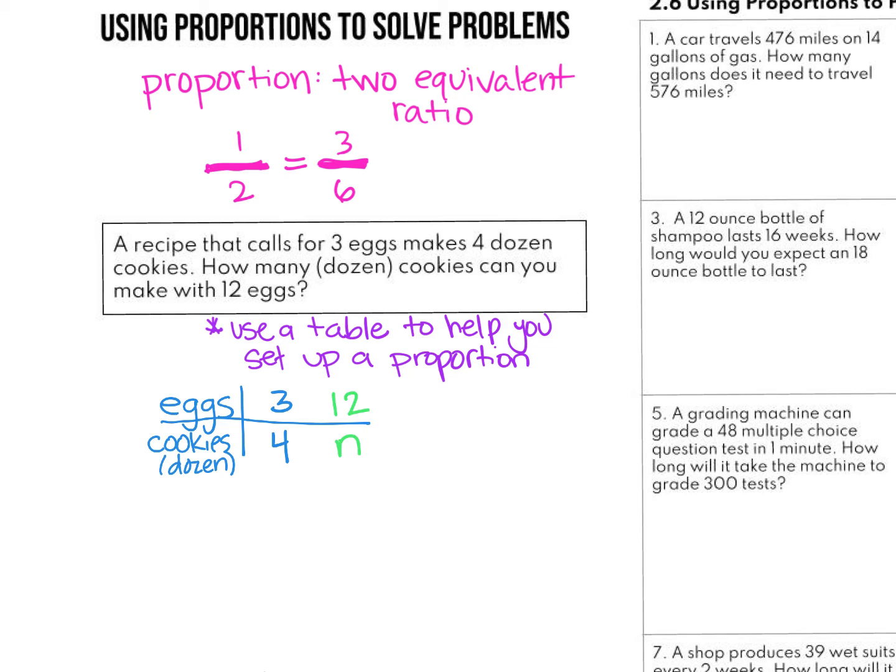So I have essentially set up a proportion. Look right here. I have 3/4 equals 12 over n. There are 2 ways that we can solve this, right? We can think, well, to get from 3 to 12, I have to multiply by 4. So that means I have to multiply by 4 over here. That means n is going to be equal to 16, and the units were dozen cookies. Alternatively, I'm going to give you an alternate method here.